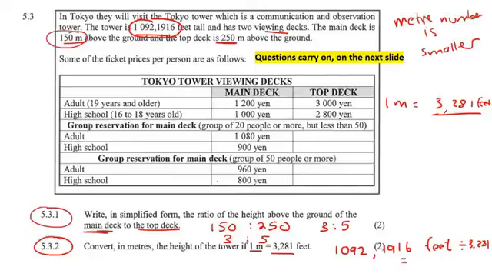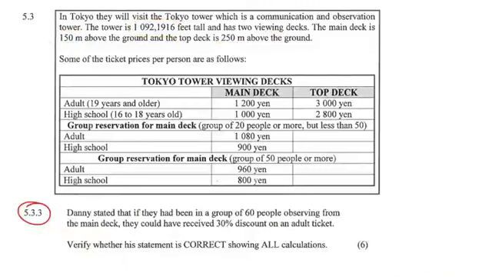And if you work that out, you're going to end up with 332 meters and 332,88 meters. With this question, it said, Danny stated that if they had been in a group of 60 people observing from the main deck, they could have received 30% discount on an adult ticket. Verify whether his statement is correct. Okay, so it's pretty straightforward.